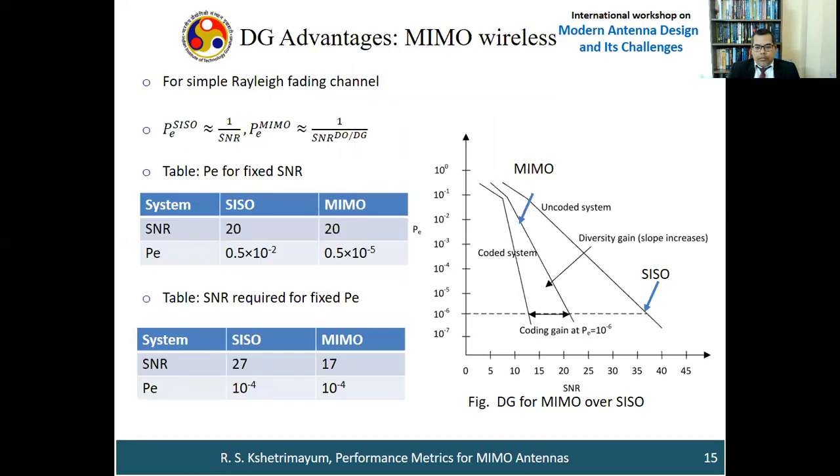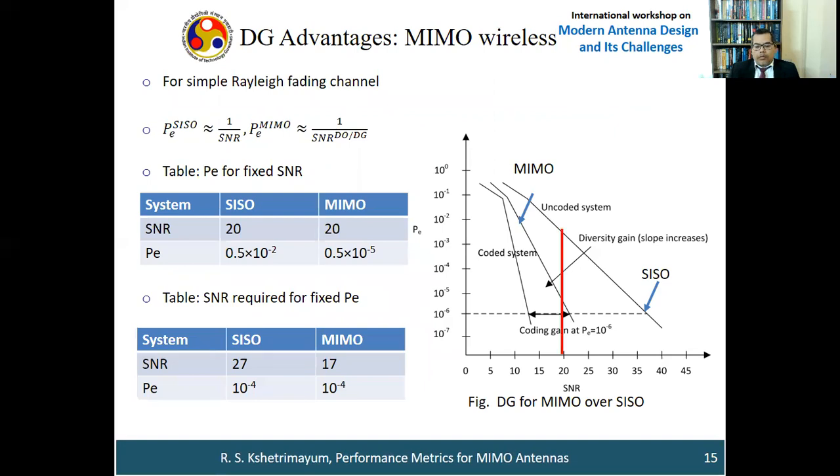So what is the advantage of this diversity gain? Let us try to understand. This plot here actually shows probability of error versus SNR for a SISO system and a MIMO system. For the SISO system, the slope is lower. When you consider the MIMO system, the slope is higher.